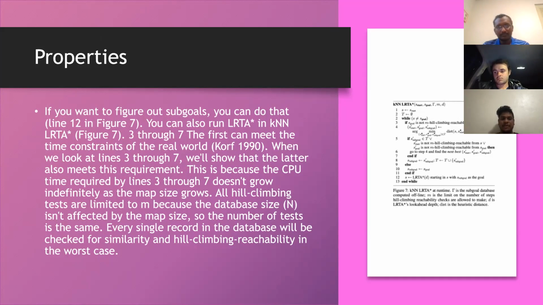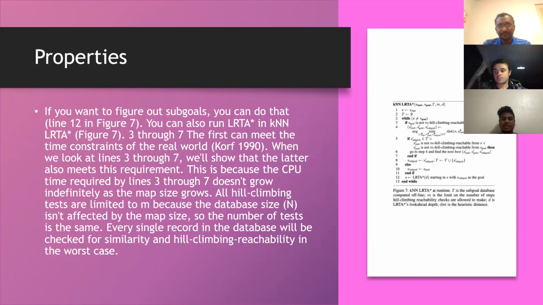Korf 1990 is the one who actually introduced this. And lines 3 through 7 of the second example will demonstrate that it also complies with the criteria, since the amount of CPU needed by these lines does not increase endlessly as the map size increases. Because the database size, that is n, is independent of the map size, all the hill climbing experiments are bound by this parameter.